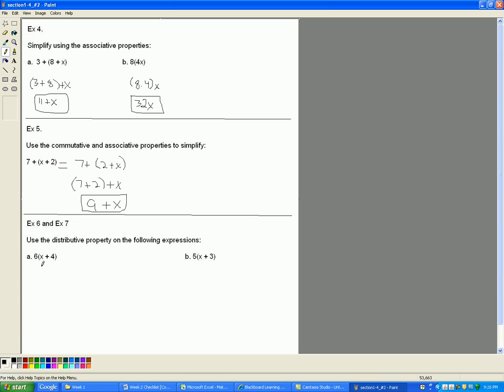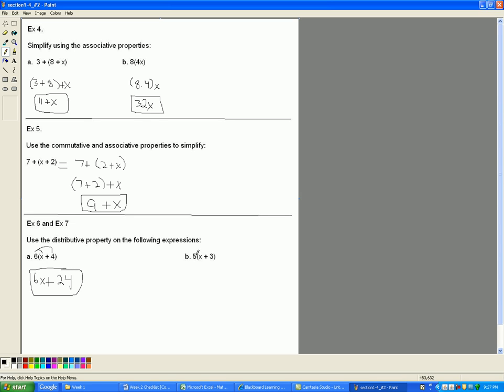So let's go ahead and use the distributive property to figure this one out. We have to do 6 times x, which is just 6x, plus, there's a plus right there, 6 times 4, which is 24. So we have essentially distributed that 6 to every term inside the parentheses. That's all they want us to do. So this is our answer.